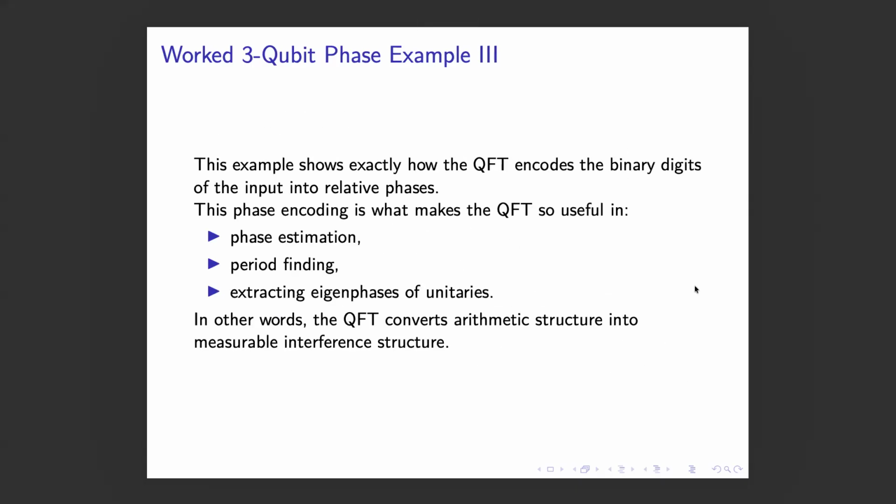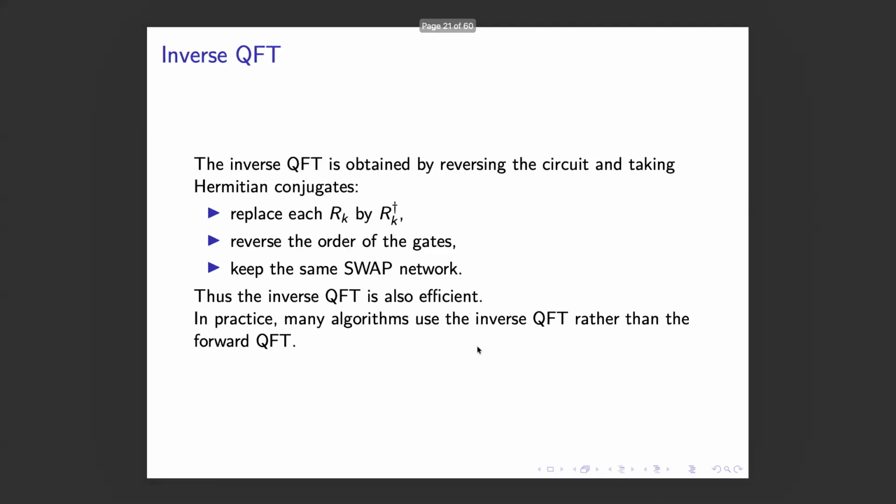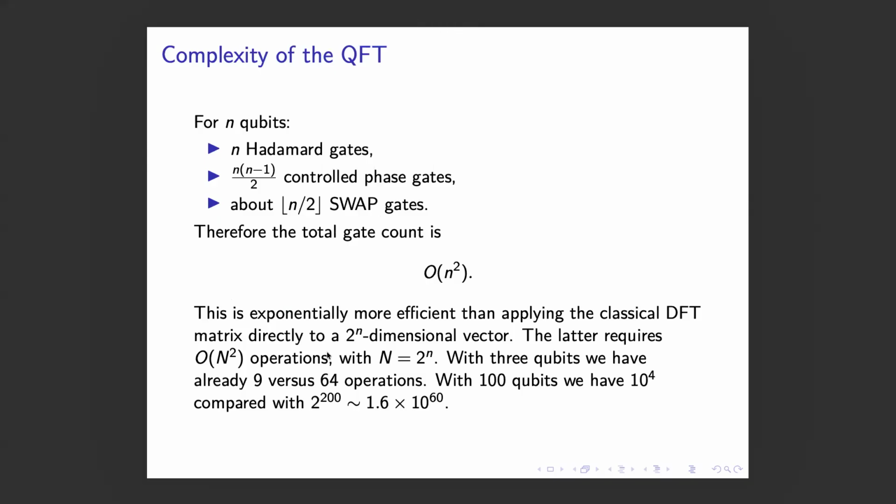As I said, the QFT is used for phase estimation, period finding, and also extracting eigenphases of unitaries. So it converts arithmetic structure into measurable interference structure. After the break, we're going to look at the codes both for the QPE and for the QFT. In practice, many algorithms use the inverse QFT rather than the forward QFT, and it's the inverse QFT which is used in the QPE algorithm.